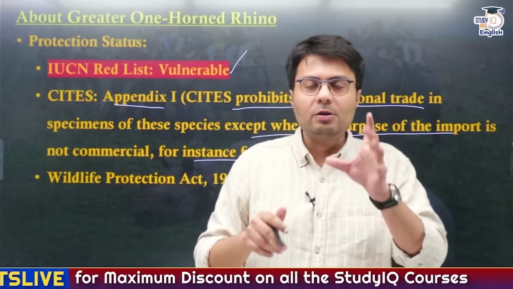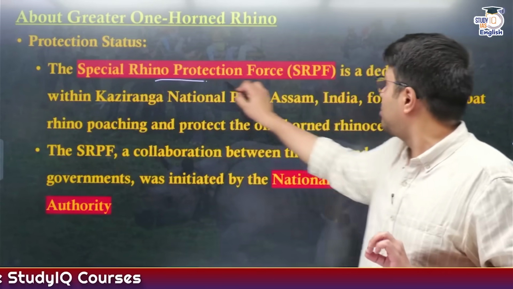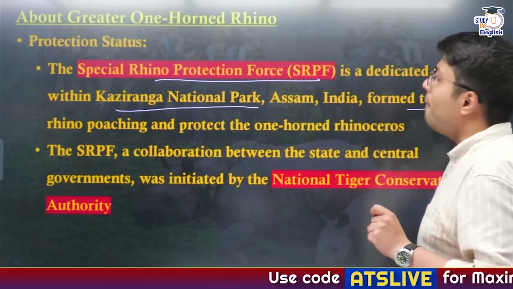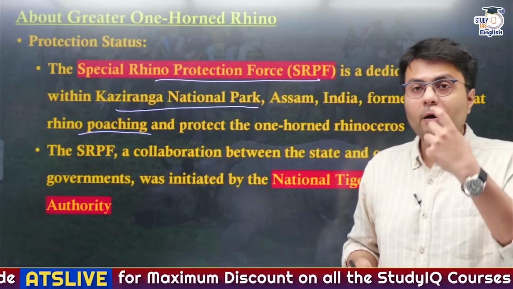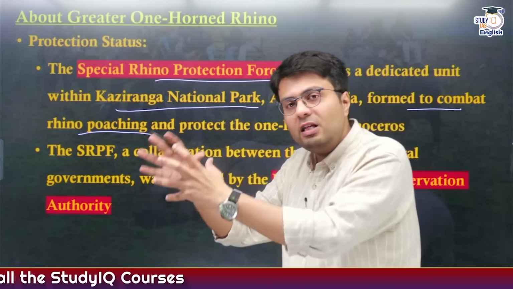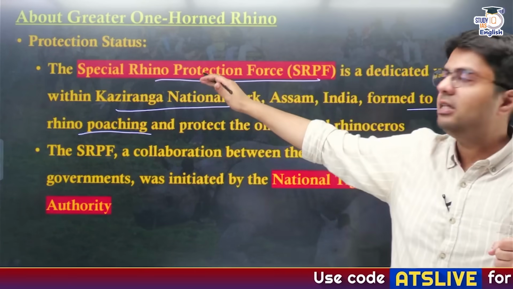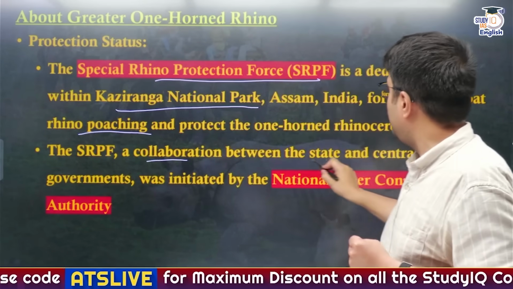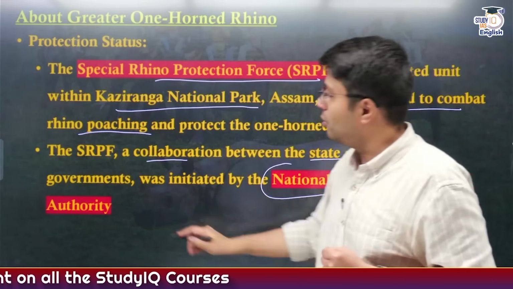Now, more importantly, the species is protected by a separate police force in the state of Assam known as the Special Rhino Protection Force, a dedicated unit working within Kaziranga National Park, formed specially to combat instances of rhino poaching. Why did rhino poaching happen? Because the horn of these species is in very high demand in the black market. So the smugglers used to kill these species and harvest their horns so that they could sell them in the black market. So, especially to protect these species, the SRPF has been created. The SRPF is a collaboration between the state government as well as the central government, and this was an initiative of the National Tiger Conservation Authority, right?